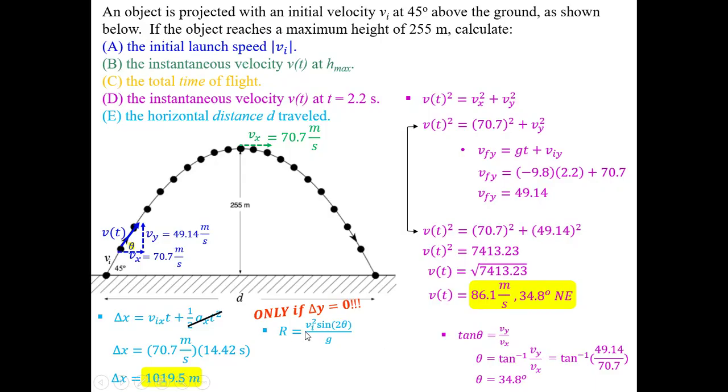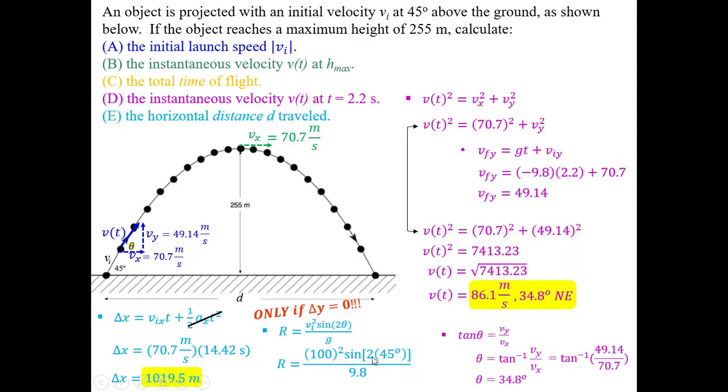The range equation says take the initial speed, square it, and then multiply by sine of 2 theta, divided by g. If you plug this in, Vi earlier we found is 100. Notice that this is Vi. This is not Vix, this is not Viy. This is the actual vector itself. So Vi that we found earlier was 100, so we need to go back to part A. All right, so Vi is 100. We're going to square that, and then this is sine of 2 theta.